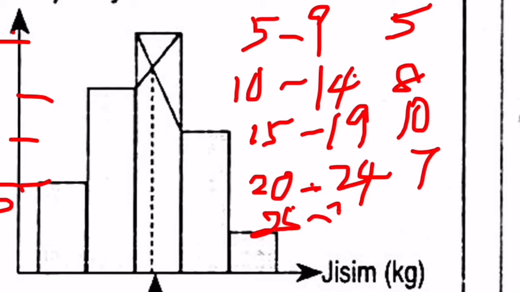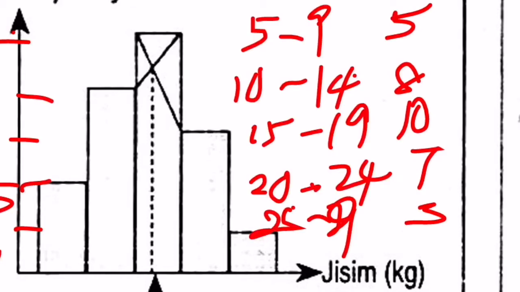you choose the highest rectangle, and then you cross the lines from the highest rectangle to the neighbor rectangles' edges. Then you read from the intersection point down to the horizontal axis. That is the value of the mode.